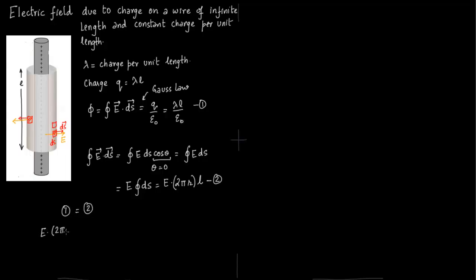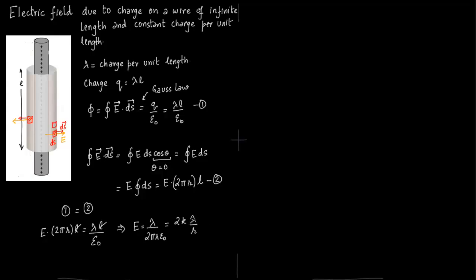Now you equate 1 and 2. So you get E times 2 pi R times L equal to lambda L over epsilon 0. From here you cancel out L, and this will give you the electric field: E is lambda over 2 pi R epsilon 0. You can also write this in terms of our constant K, where K is 1 over 4 pi epsilon 0. So this becomes 2K lambda over R.